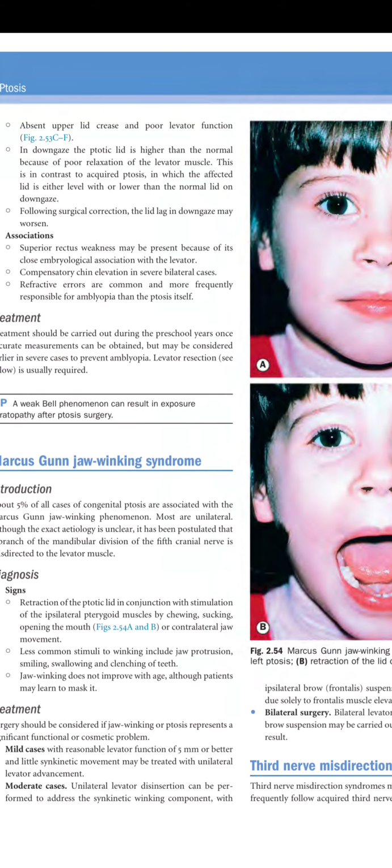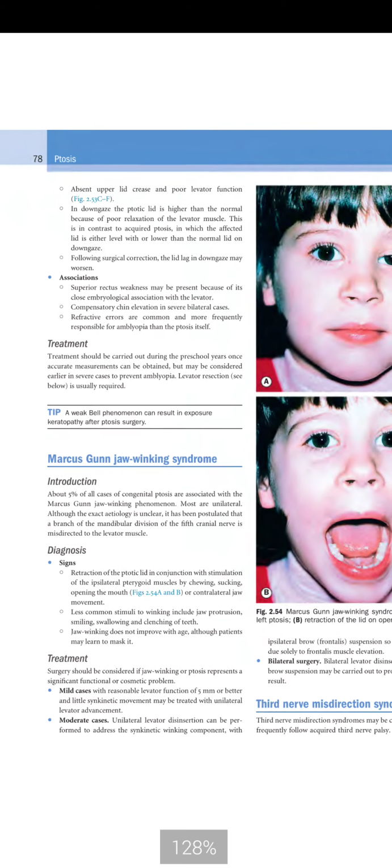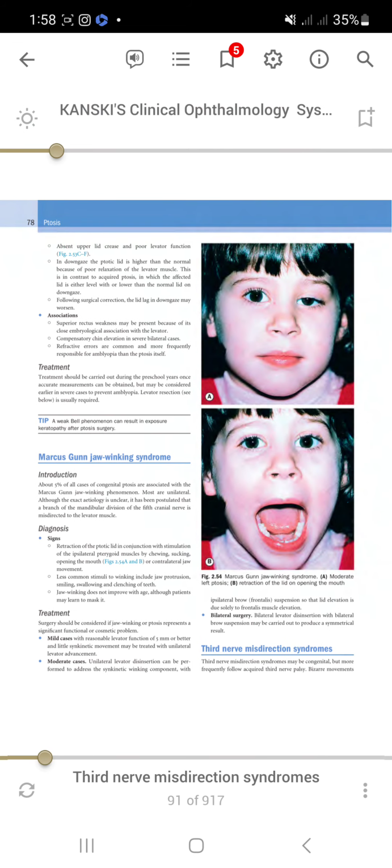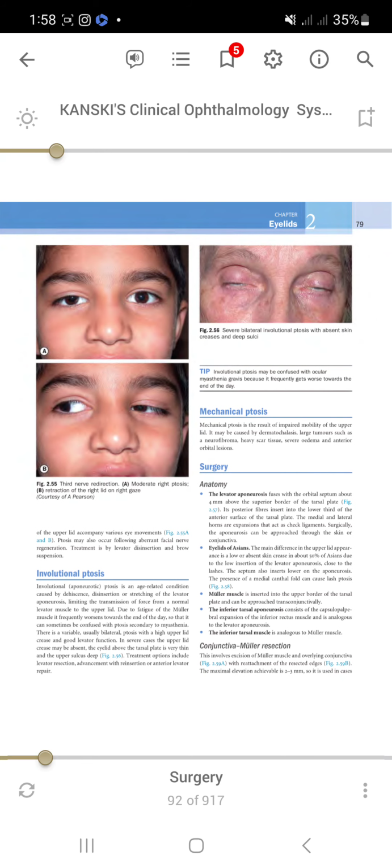So whenever there is a very mild ptosis or very little synkinetic movement, you can perform the levator resection, levator advancement procedure. But in case of moderate and severe ptosis, the procedure of choice is that you disinsert the levator muscle and then you do the frontalis sling procedure. We will discuss the surgery in the coming topics in the surgery.